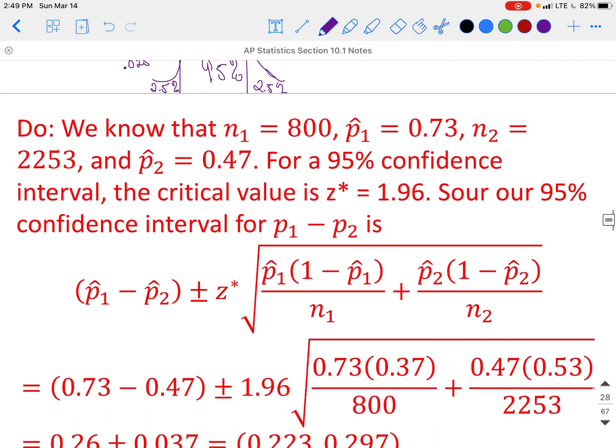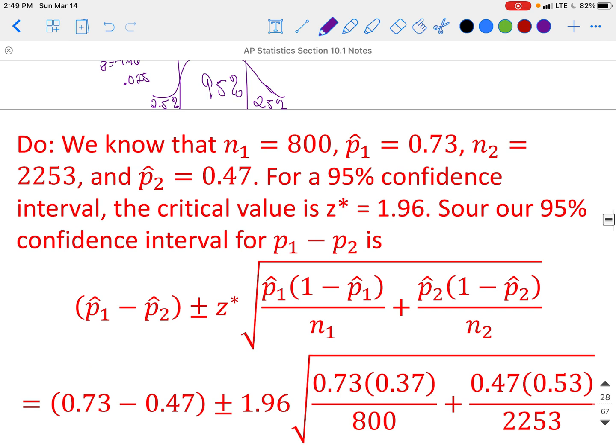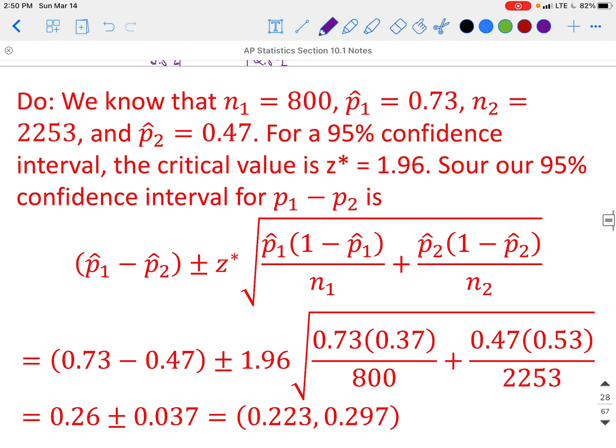We're just going to plug in all of our values. So we're going to do our p1 minus our p2 plus or minus our z star times the square root of the probability of success for population 1, which was 73%, times the probability of failure, or 1 minus the probability of success, which in this case is 37%, all over our sample size for the teens, which was 800, plus our probability of success for adults, times the probability of failure over the sample size. That would give us 0.26 plus or minus 0.037, or our interval will go from 0.223 to 0.297.